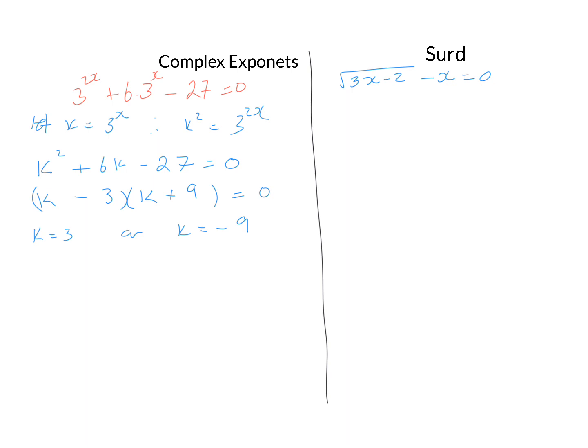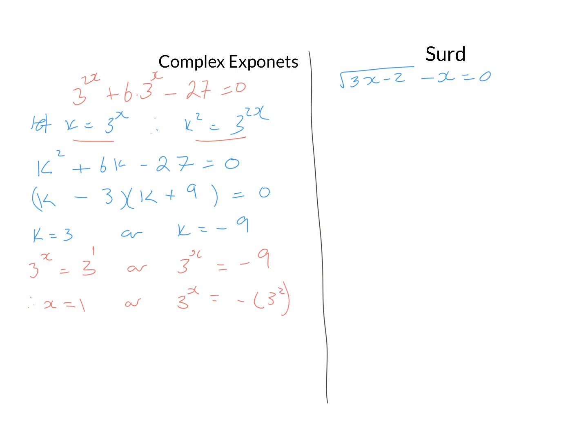What I want to do now is bring back this original question. So I'm going to say 3 to the x is equal to 3, or 3 to the x is equal to negative 9. Now this one is easy because I just know that 3 and 3 to the power 1 is the same. So therefore x is equal to 1. The other side is a little bit more tricky.